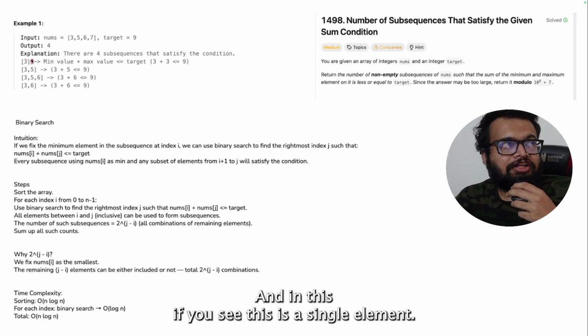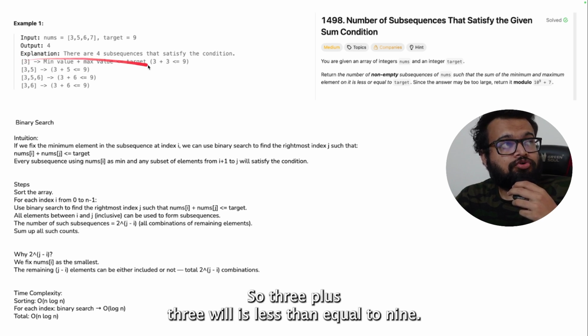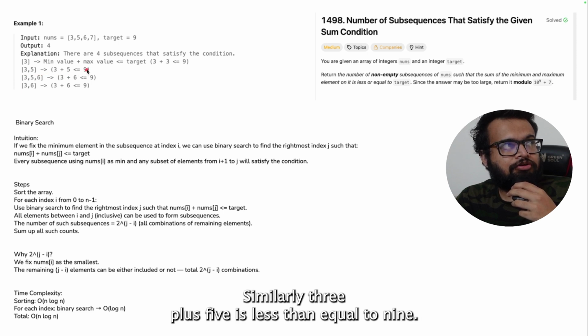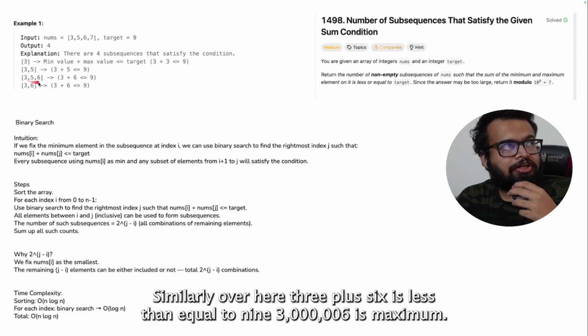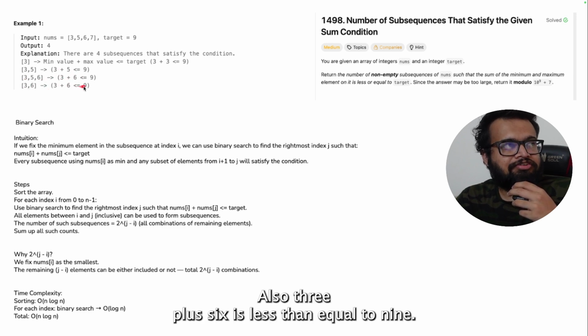criteria. And in this, if you see, this is a single element, so the min and max will be 3. So 3 plus 3 is less than equal to 9. Similarly, 3 plus 5 is less than equal to 9. Similarly, over here, 3 plus 6 is less than equal to 9. 3 is minimum, 6 is maximum. That's why 3 plus 6. Over here also, 3 plus 6 is less than equal to 9.